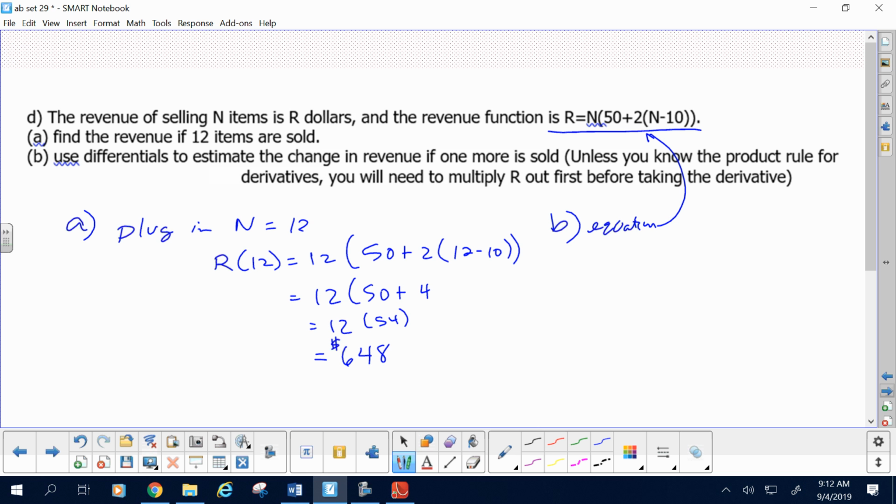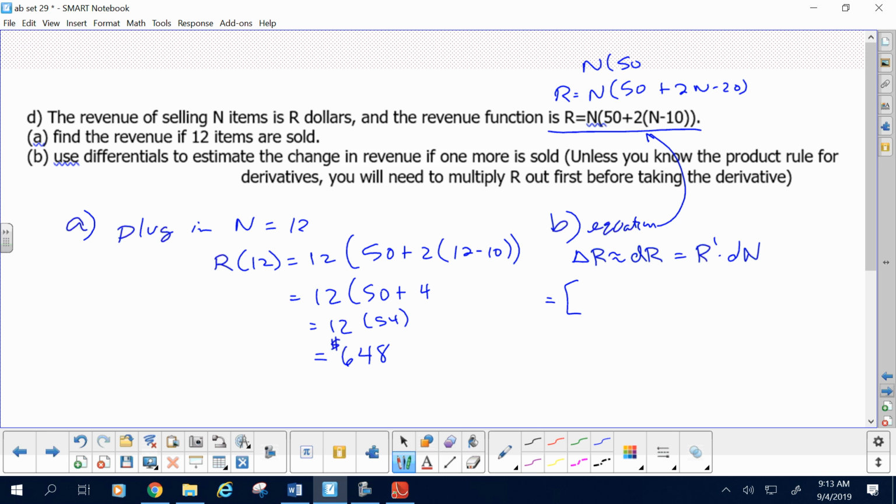And it says product rule, but I don't think you'll need the product rule here. Unless you know the product rule, so, all right, so now let's talk about what you're estimating. We're estimating delta R with dR, yeah? And how will you find dR? R prime dn. Very cool. All right, now, R prime, that is a product, and you don't know how to do a product, so would you allow me to clean this up a little? Do you agree that I could distribute inside and get 50 plus 2n minus 20?